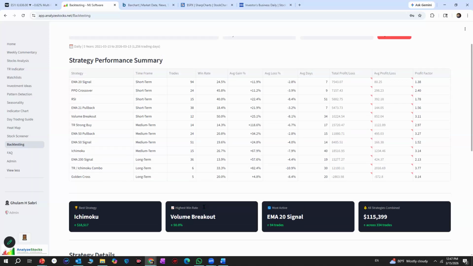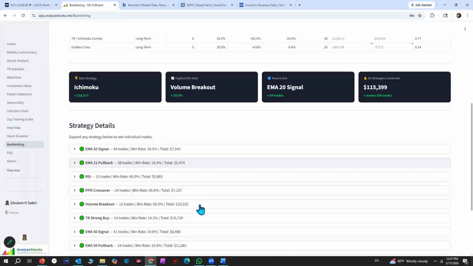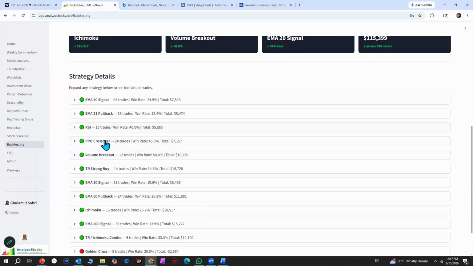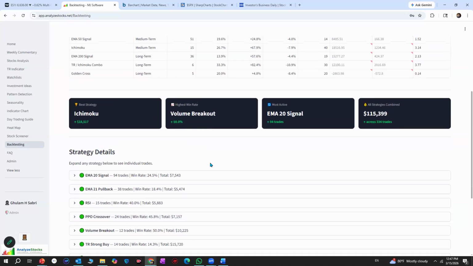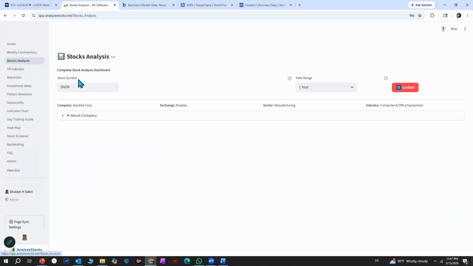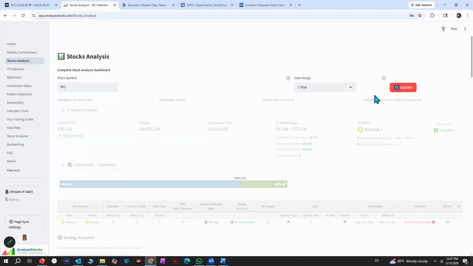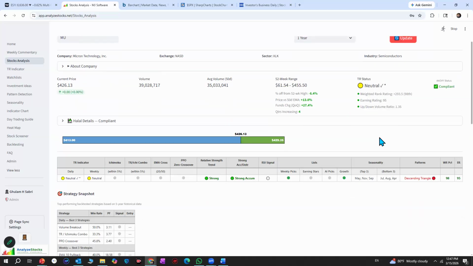Now, when you go to the snapshot mode, this is what it tells you. It tells you that if you invest $1,000 based on Ichimoku's strategy, that will become $18,500 in 5 years. That's this particular strategy. But if you go to the stock analysis again, put MU here, update this, it will pull up the data for MU, another very good stock.